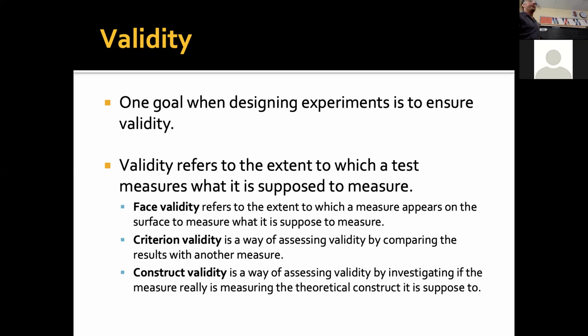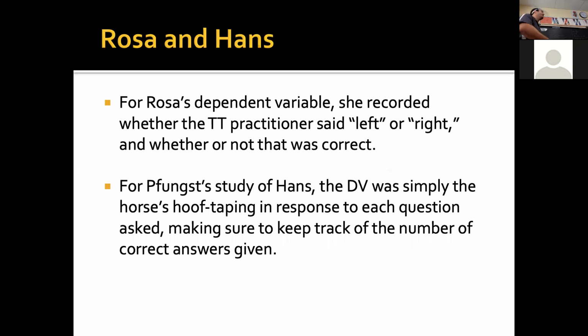So last thing I want to go over here, you guys good with this? Yeah. Is just with the dependent variable in Rose's experiment. We already went over it. It's the response of a therapeutic touch practitioner, left or right. And for Funkst, it is just simply a hoof tapping. You guys good? All right.